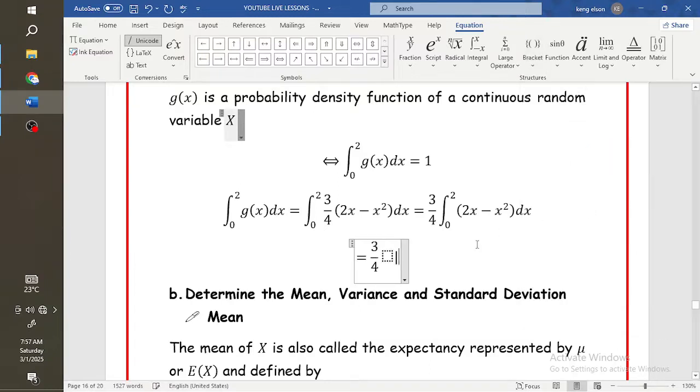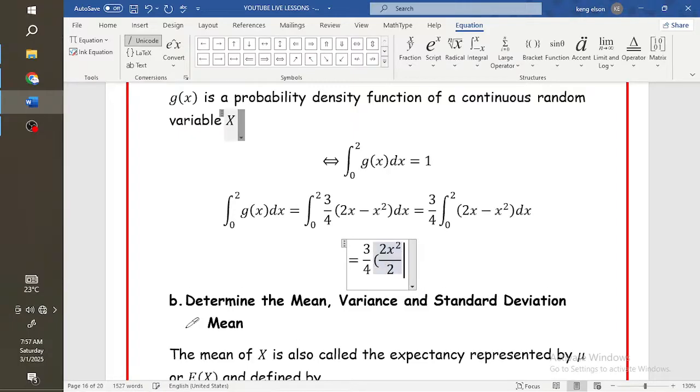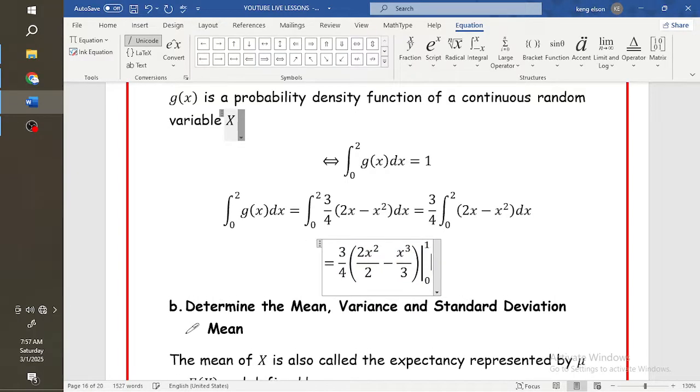So if I integrate 2x, we have 2x squared divided by 2. Okay, if I integrate x squared, I get x cubed divided by 3 from 0 to 2.